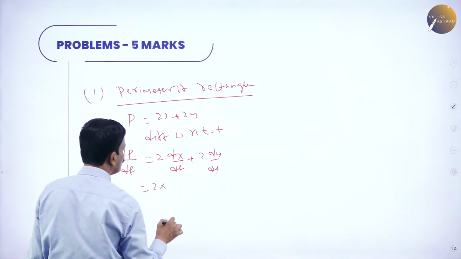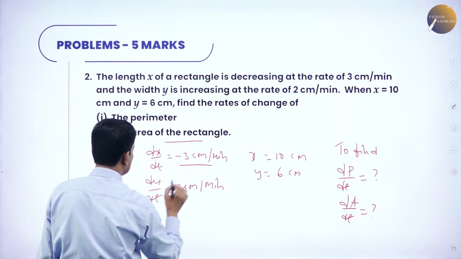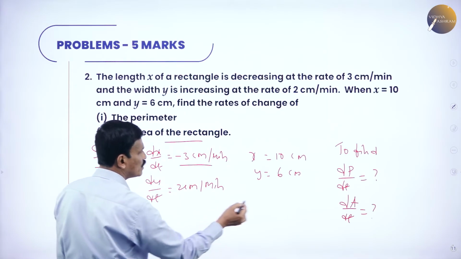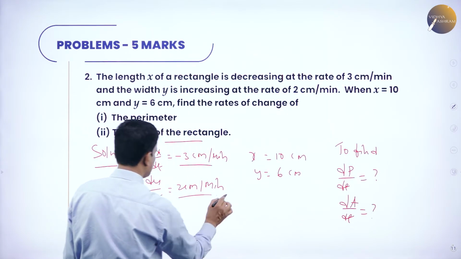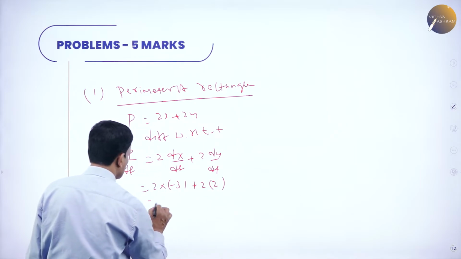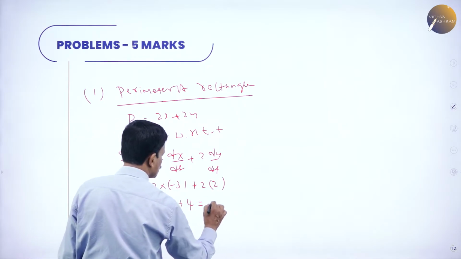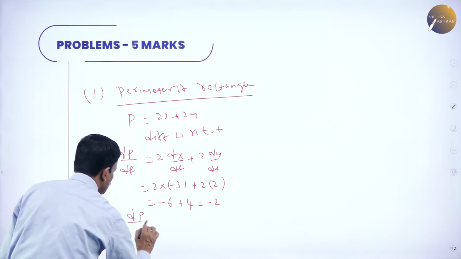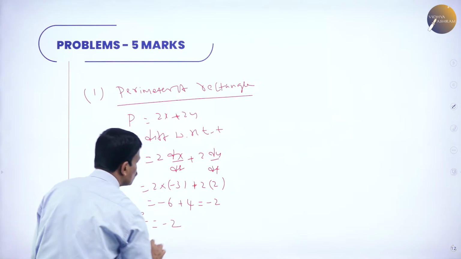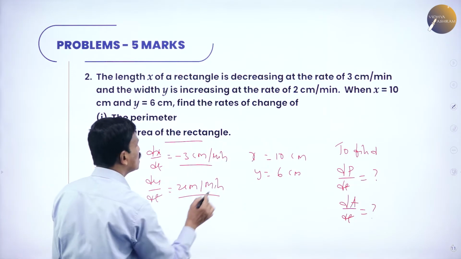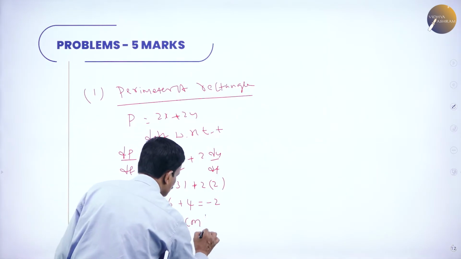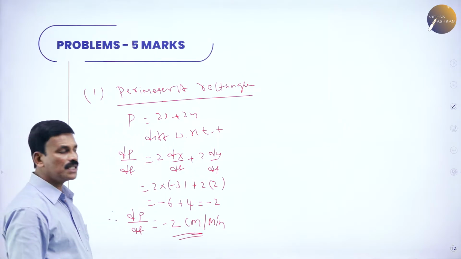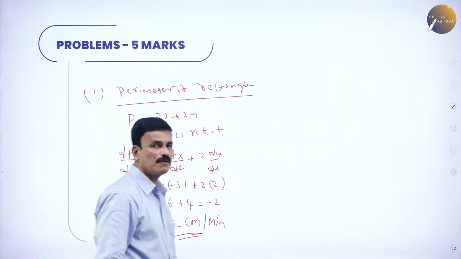Substitute. 2 into, what is dx by dt? dx by dt is minus 3, plus 2 into dy by dt. What is dy by dt? dy by dt is equal to plus 2 centimeters. So this is minus 6 plus 4, which is equal to minus 2. So therefore, dP by dt is equal to minus 2. What is the unit? Centimeters per minute. The rate of change of perimeter is minus 2 centimeters per minute.